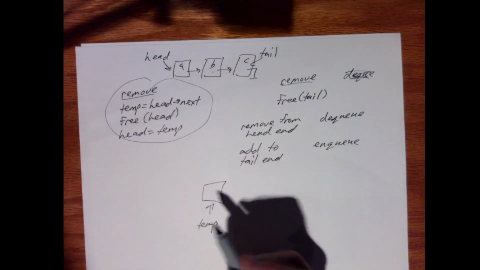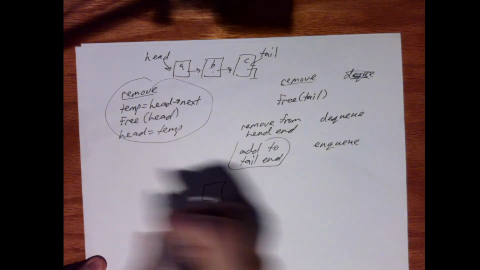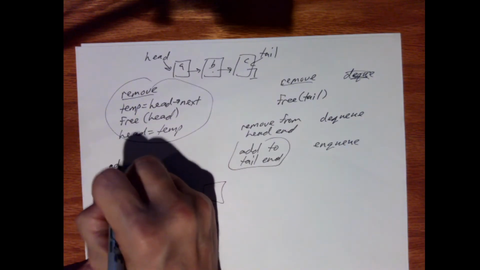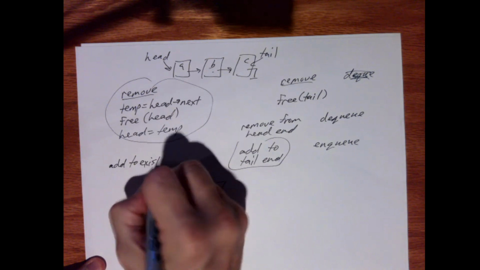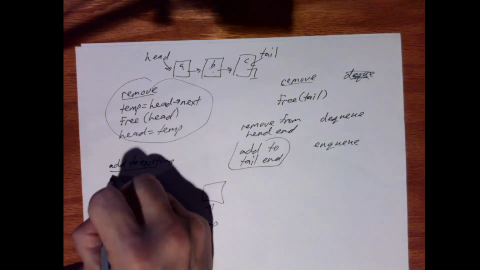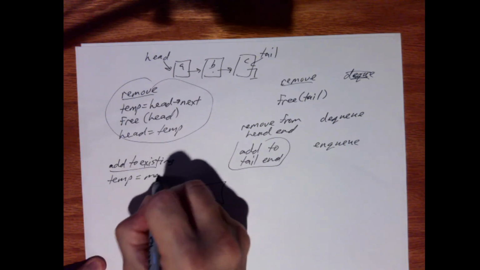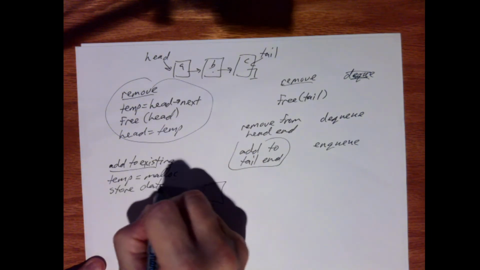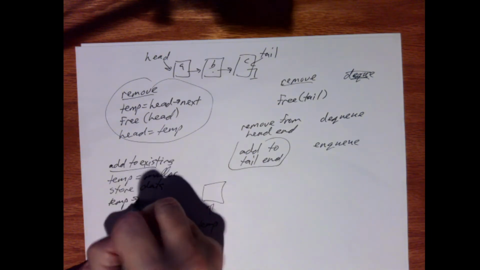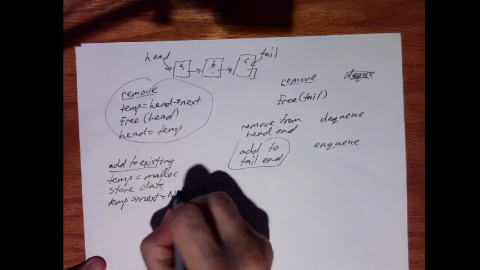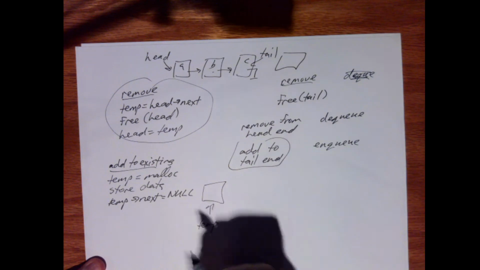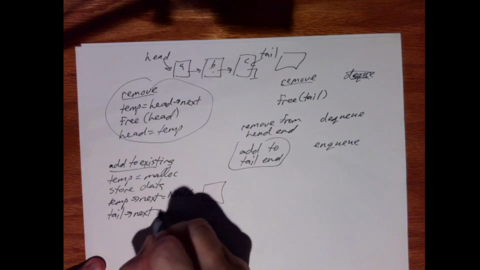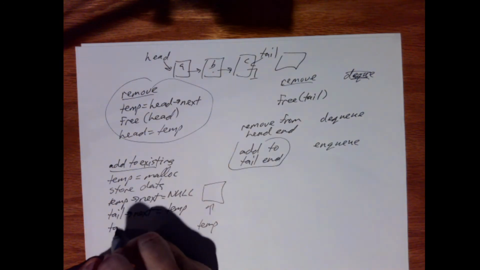Well, let me copy over what we did for this, add to the tail end, because we're going to look at something. So I'm going to say add to existing to keep track of it. And so we said we had temp equals malloc, store the data, temp next equals null, because remember we're adding down here. And then we said tail next is equal to temp, and then tail is equal to temp.